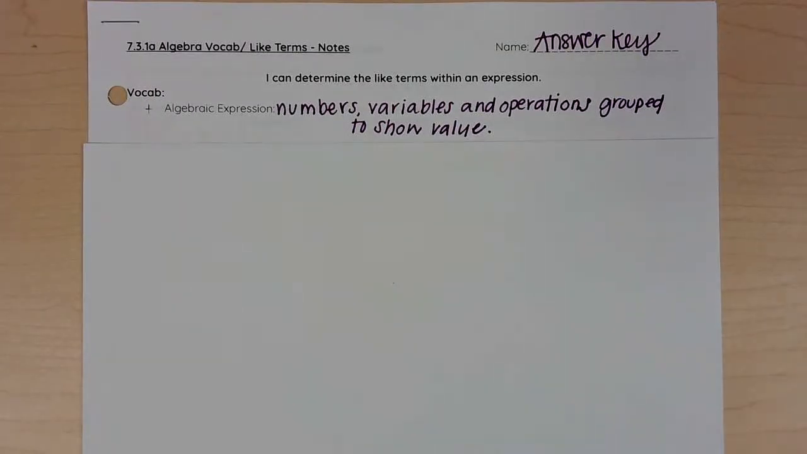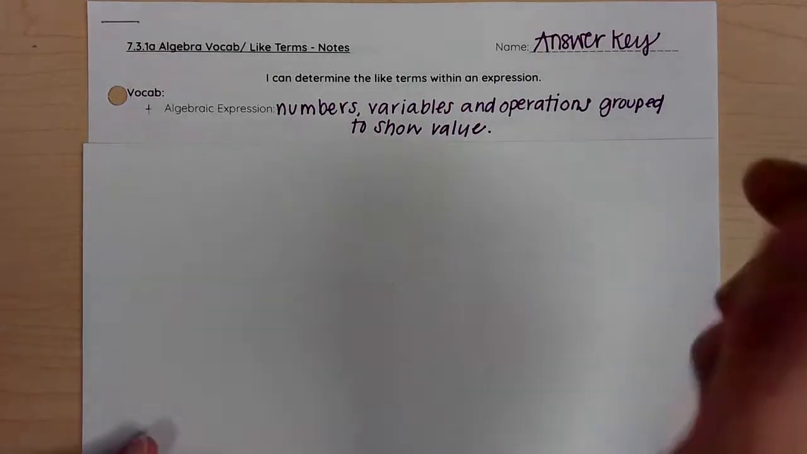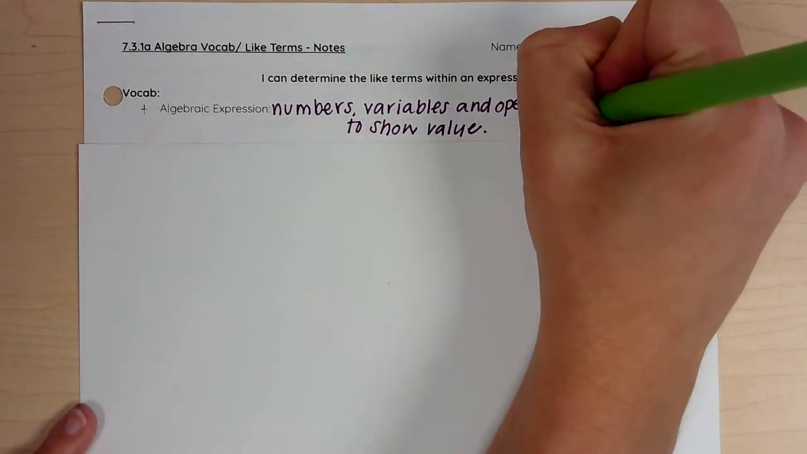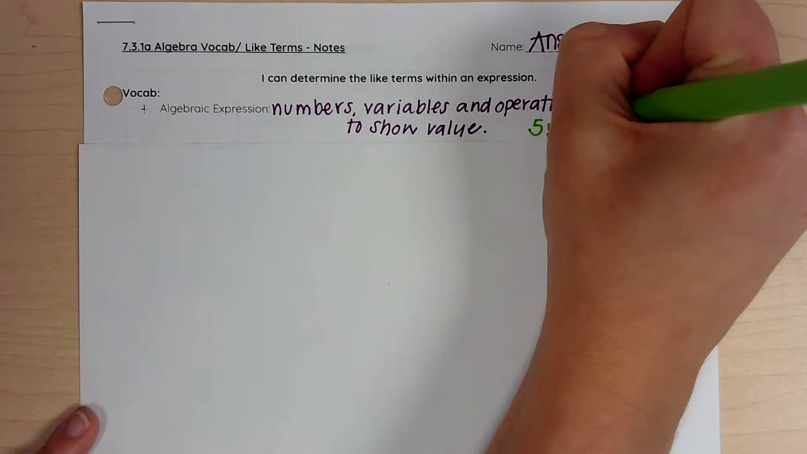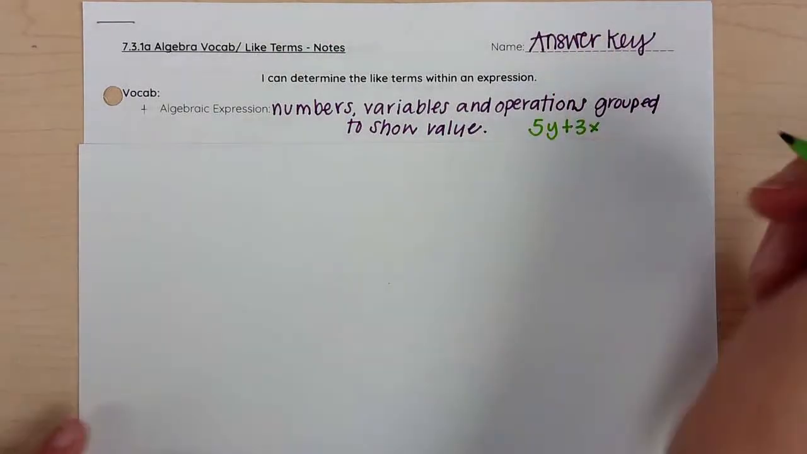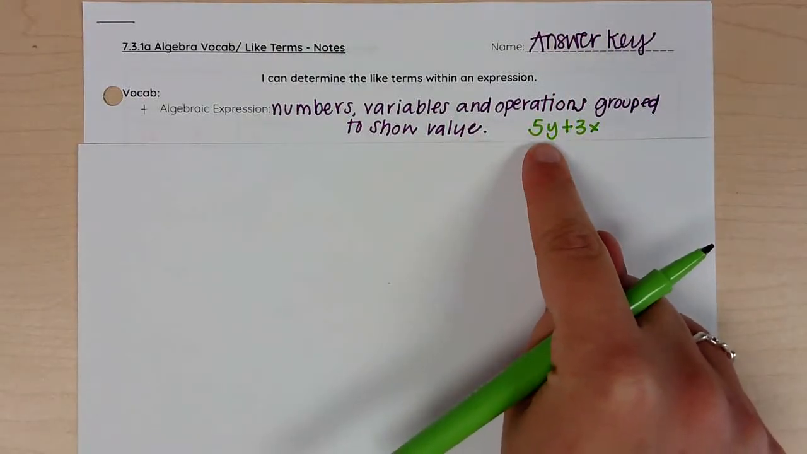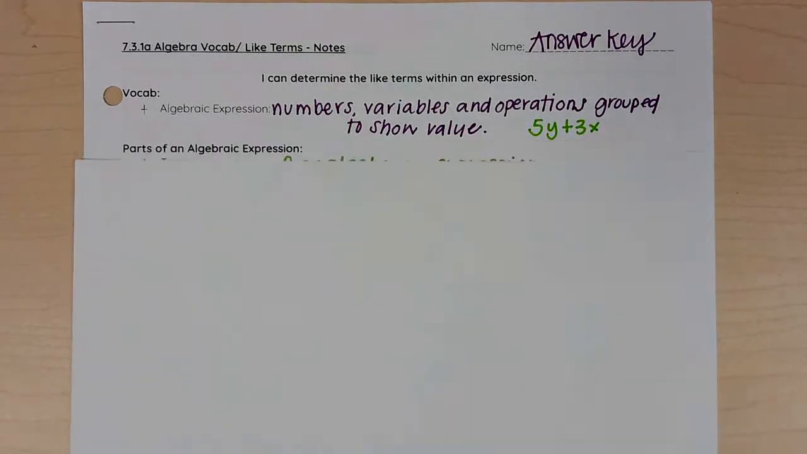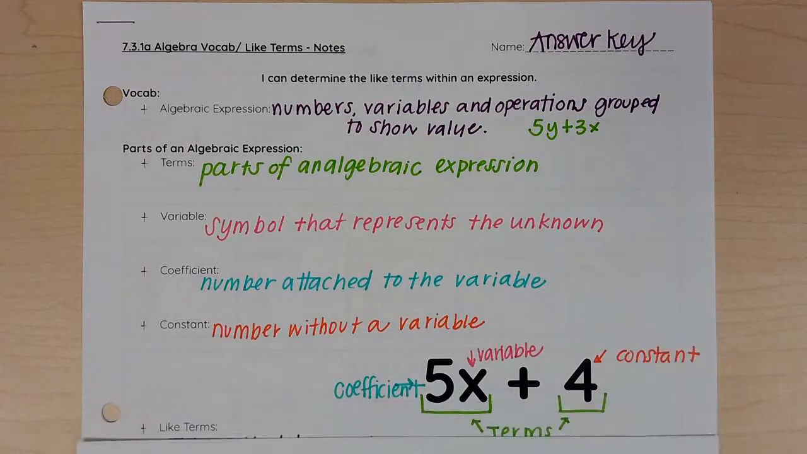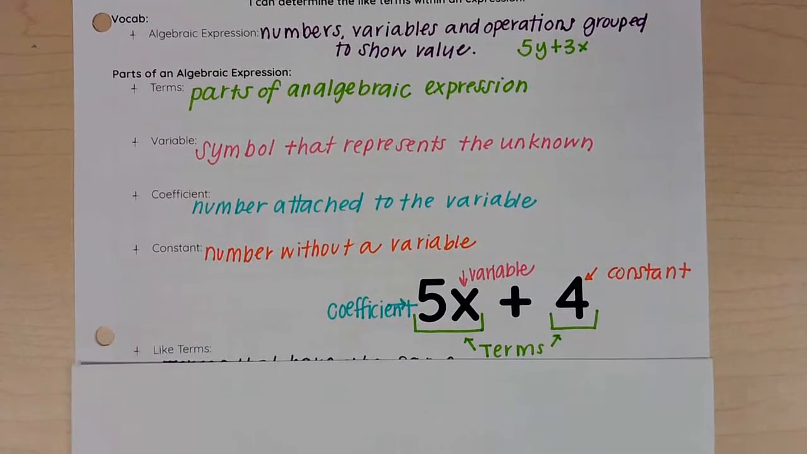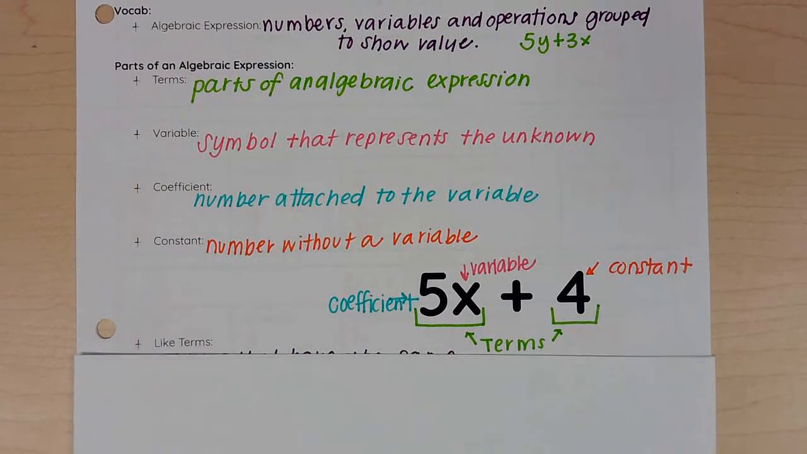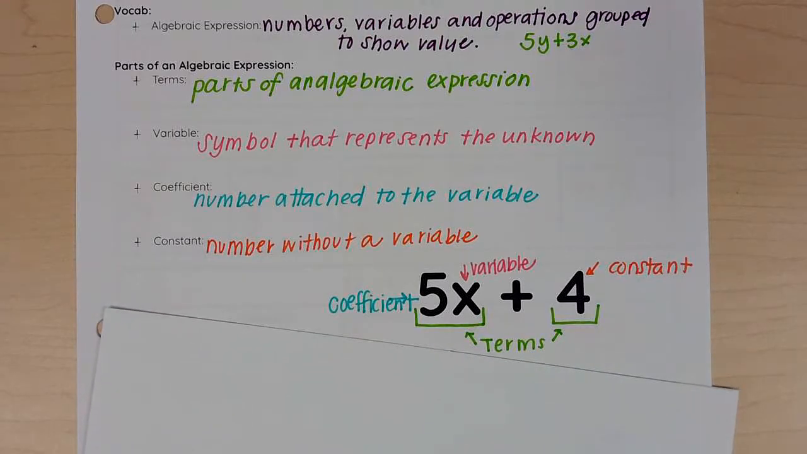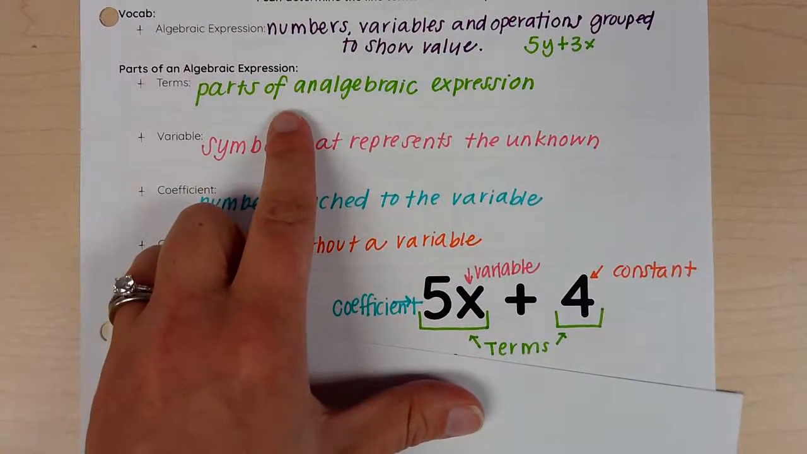Okay, so remember, an example of an algebraic expression would be like 5y plus 3x. We've got numbers, we've got variables, we've got operations, no equal sign. When we are talking about algebraic expressions, we've got 4 parts that we're going to talk about. The first are the terms. These are the parts of your algebraic expression.